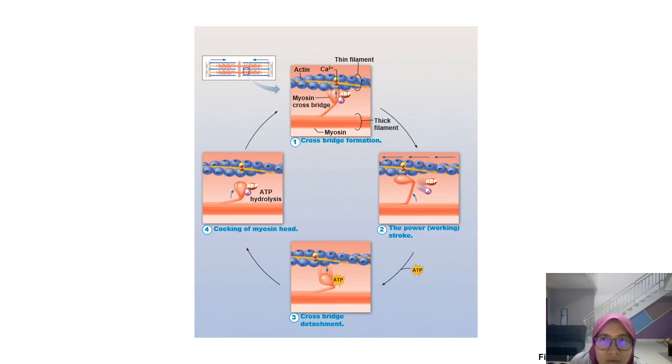This is the cycle of the cross bridge formation, starting at the myosin cross bridge, thick filament into thin filaments. Then starting the power stroke, which produces ATP, and then the cross bridge detachment, and then it will attach again, produce ATP. So this cycle will be repeated. One contraction involves many cycles of this cross bridge formation. Okay, this is all for part 2 about the sliding filament model of contraction. Thank you.